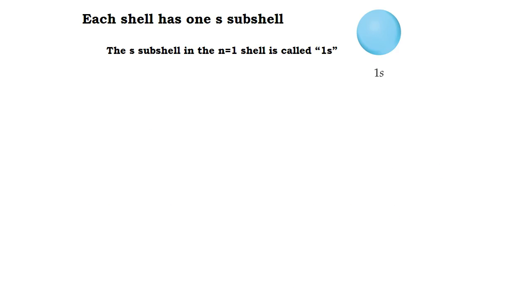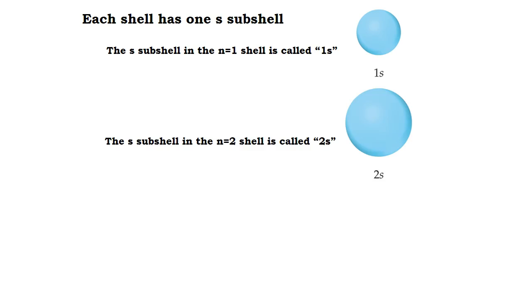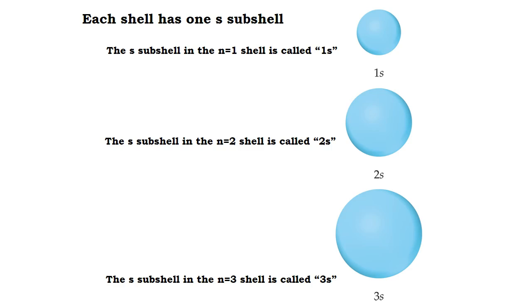So let's talk about the S subshell. Every shell has at least an S subshell. If it's the first shell, then the S subshell is called the 1s. And the second shell's S subshell would be called 2s, and the third one would be 3s.